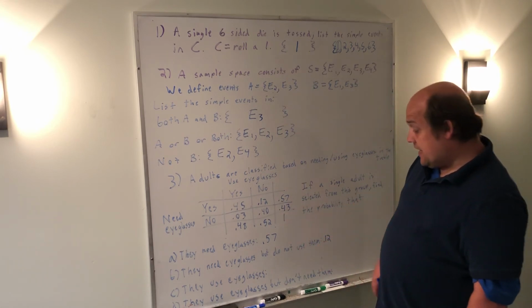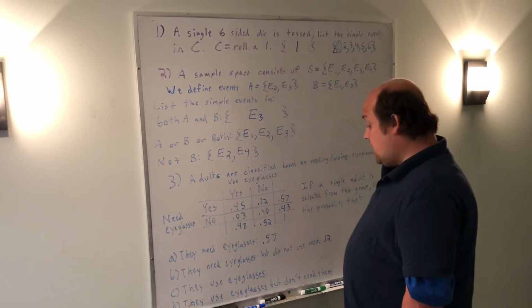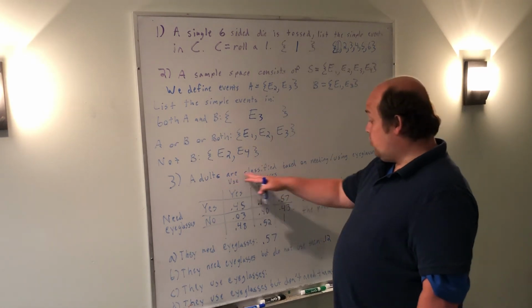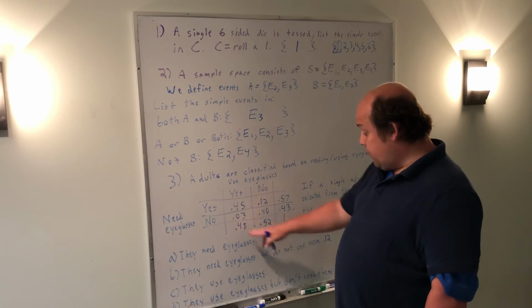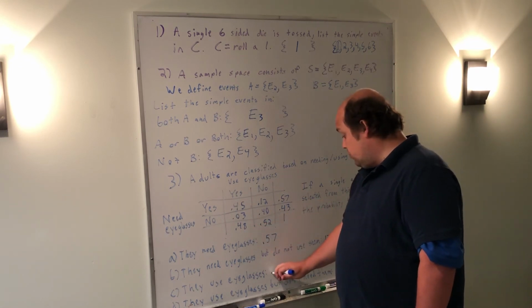For part C, it asks what's the probability they use the eyeglasses. So use eyeglasses as columns. Here's the yes, they use eyeglasses. 0.48 is the probability that they do use them.